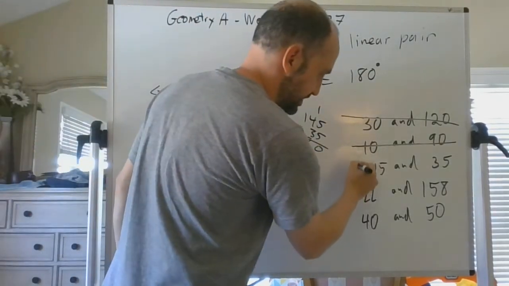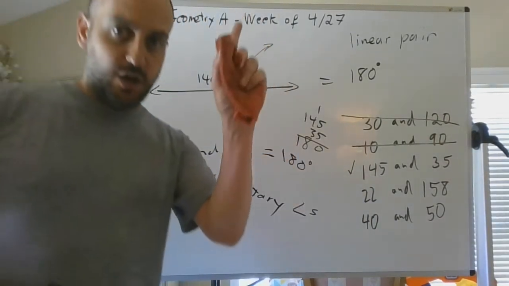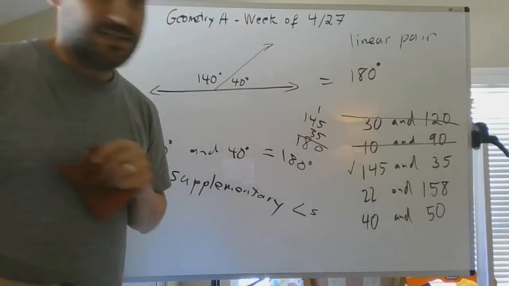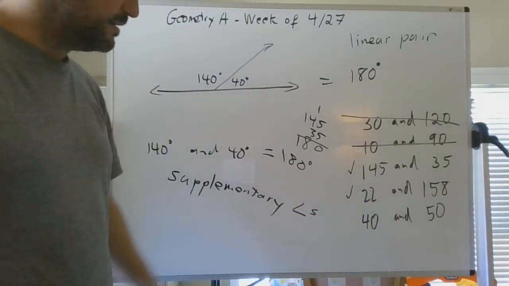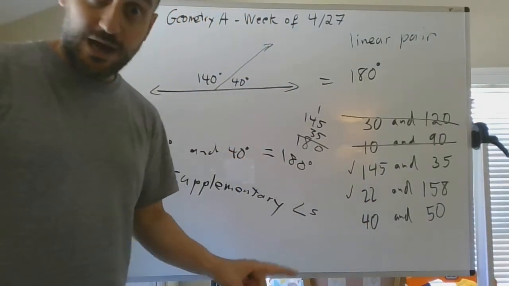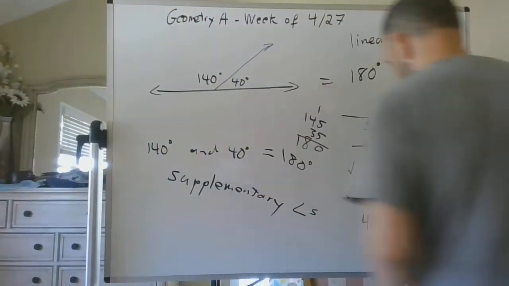So these are called supplementary. I'm going to put a check mark right there. 22 and 158 also adds up to 180 if my math is correct. That is also called supplementary. Those are supplementary angles. And the last one, 40 and 50, do not. That adds up to 90, not 180. But this is what I wanted to show.